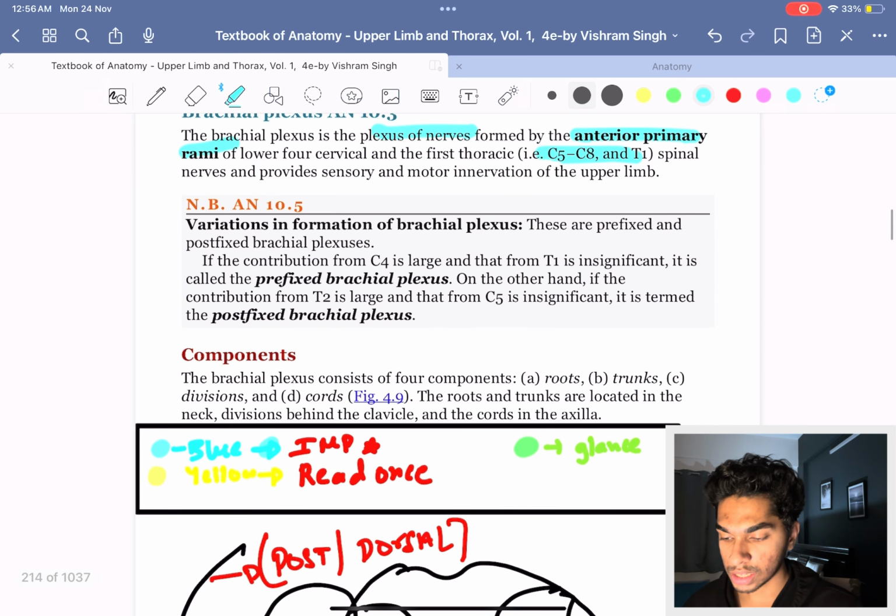And there's something called prefixed and postfixed. Prefixed is nothing but where your C4 has larger contribution than T1. And in postfixed, T2 has larger contribution than C5. You're done with your prefixed and postfixed. Just go in the box, not much important, but take a look.